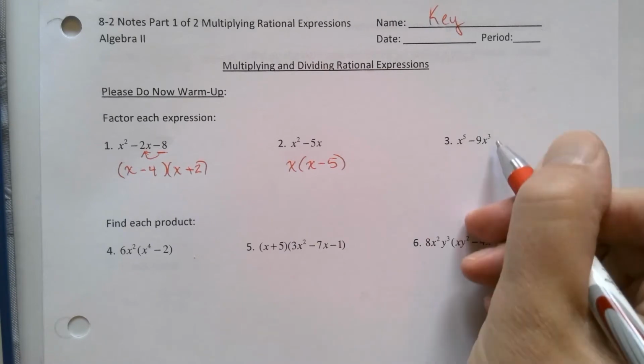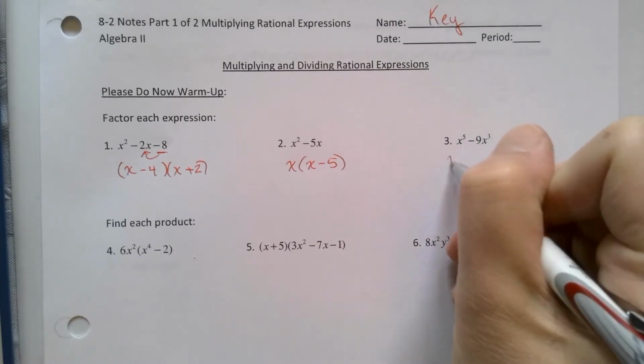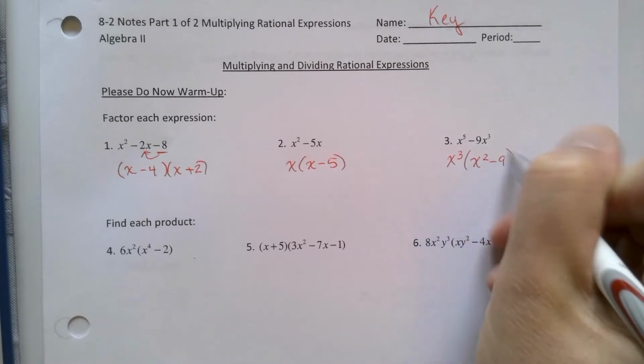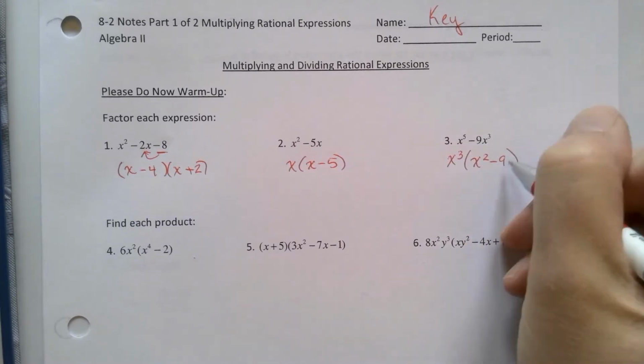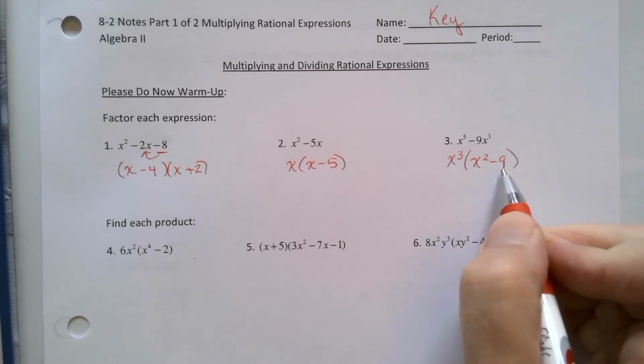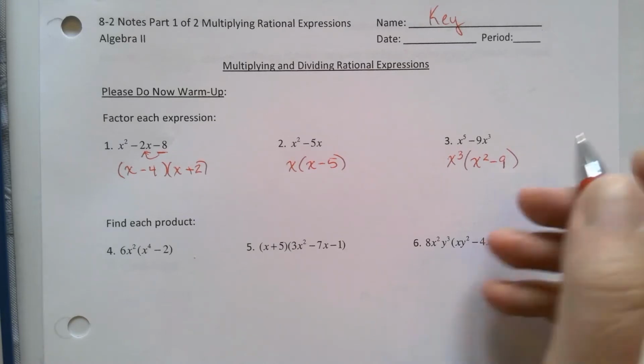Same idea here. I'm going to go ahead and take out an x to the third, that's the GCF, and I'm left with x squared minus 9. And so when I go to double check that I've factored it completely, I see this x squared, and I see that I have two terms, and I have a difference of squares. So it's going to be very important to make sure that we factor correctly and thoroughly.